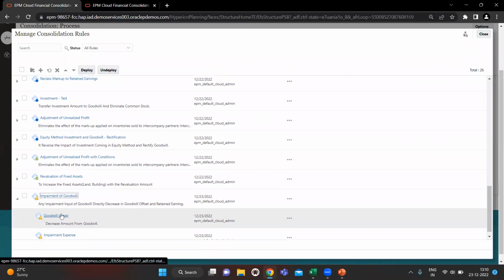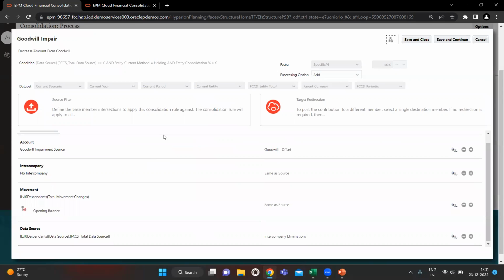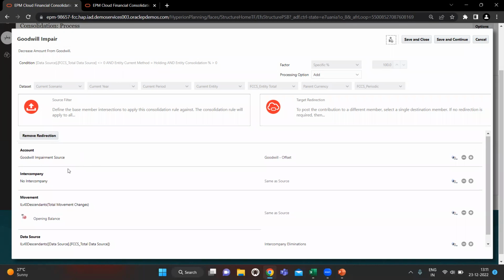Okay, then we will have goodwill impairment in this. So what it does is decrease the amount from the goodwill, because we have to eliminate the 1,000 amount in my case which I have taken. We have to eliminate this amount from the goodwill. So again, the source is goodwill impairment.